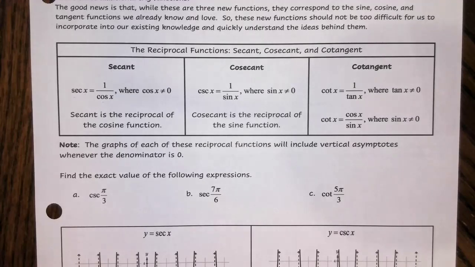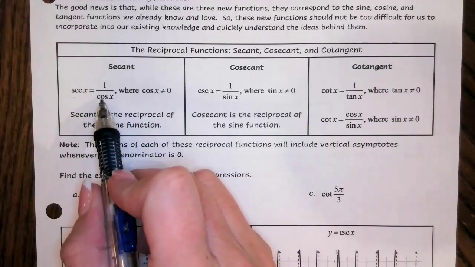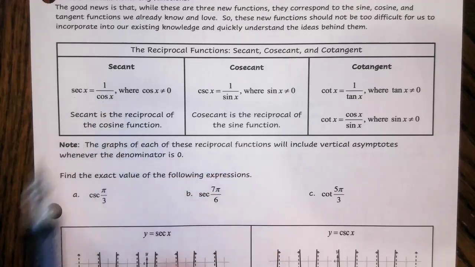We'll use that quite a bit later when we're verifying identities. It tells us the graphs of each of these reciprocal functions will include vertical asymptotes whenever the denominator is 0. So right here we just said if cosine is 0, that makes this undefined. And back in our rational unit, we learned that if 0 is in the denominator, it causes a vertical asymptote. So that's what that's telling us there.